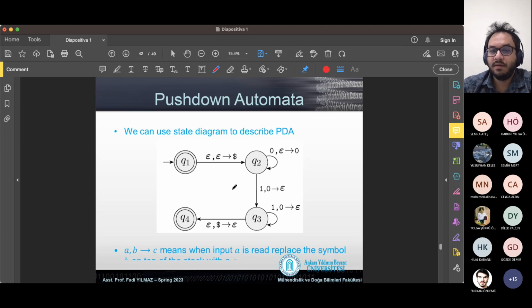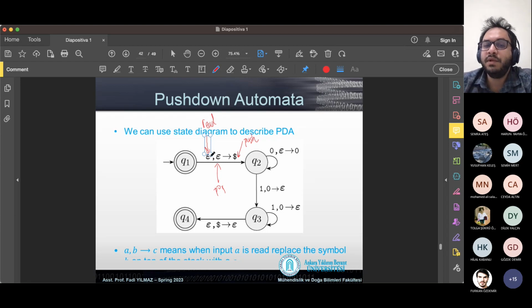So this means that, let me see. Okay, this means that first we read an input symbol, then we pop something, and then we push something to the stack. So for each input symbol you read, you can do two things, right? Pop or push. So you have to define that.